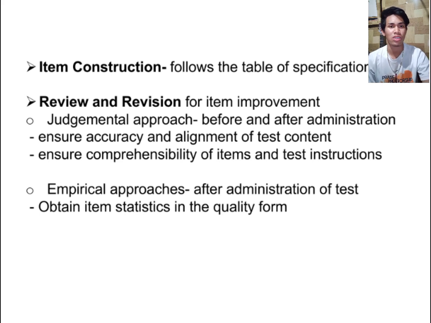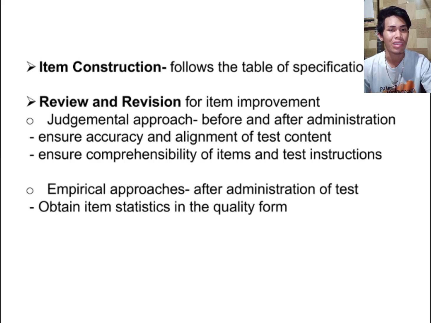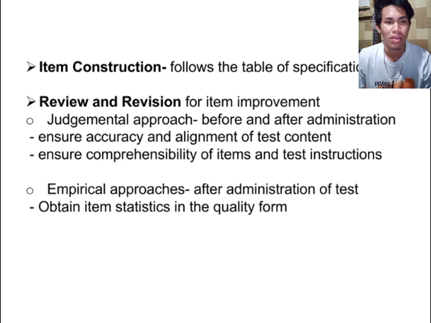Second is the empirical approach. Specifically, obtaining item statistics and quality forms are used after the test has been administered. This involves analyzing the statistical properties of the items, such as difficulty, discrimination, and reliability, to assess the quality and effectiveness in measuring the intended construct. While all mentioned approaches are important, in item construction and review, ensuring accuracy and alignment of test content is specifically focused on the quality of the items themselves, making it the correct answer option.